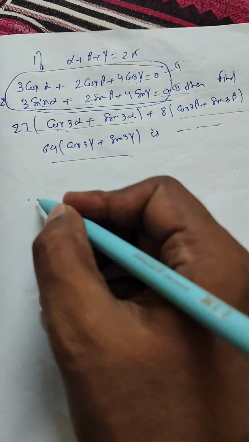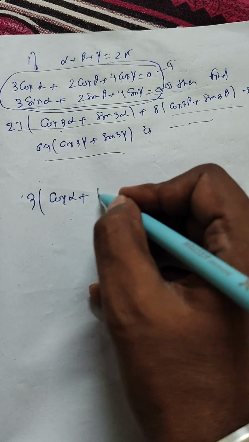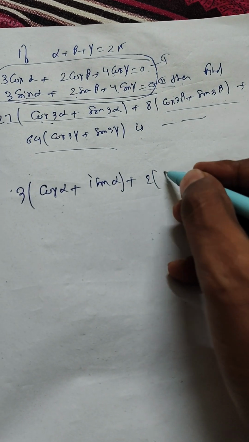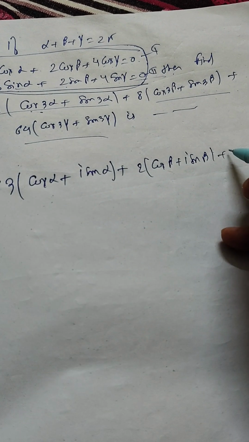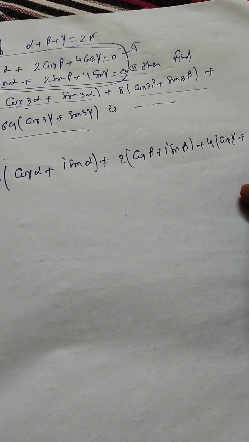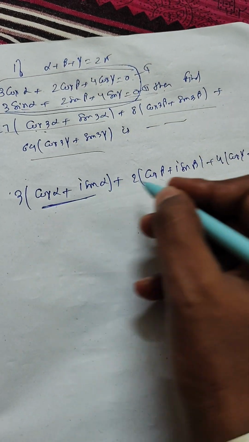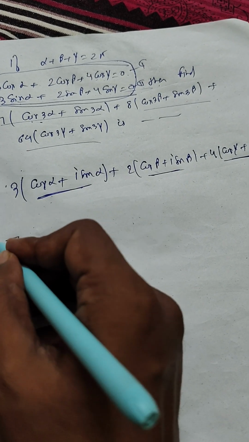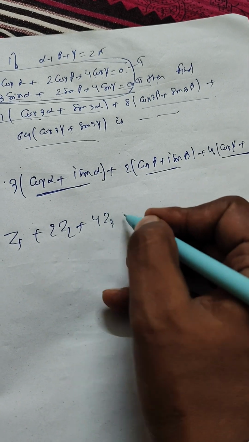So what value comes? 3 common cos alpha plus i sin alpha, plus 2 common cos beta plus i sin beta, plus 4 common cos gamma plus i sin gamma is equal to 0. Now consider this Z1, this Z2, this Z3. Then 3Z1 plus 2Z2 plus 4Z3 is equal to 0.